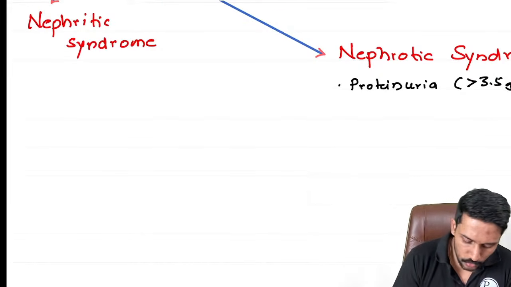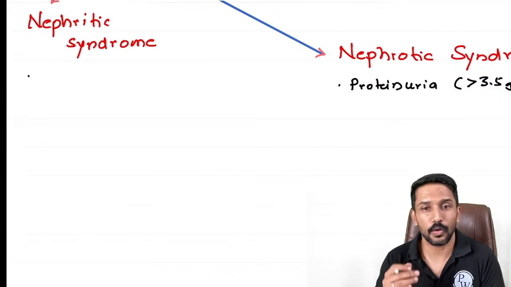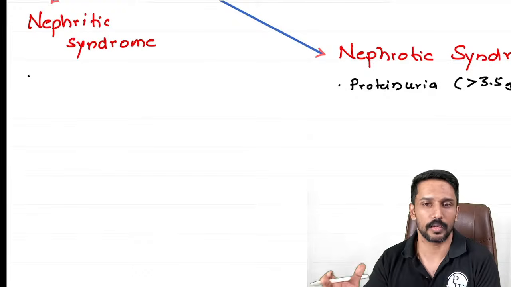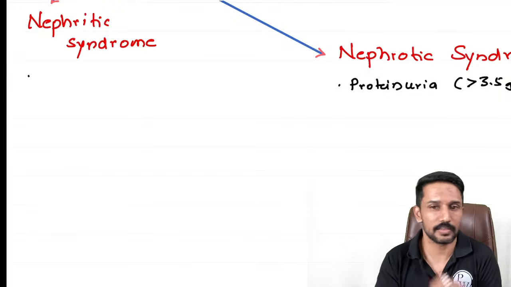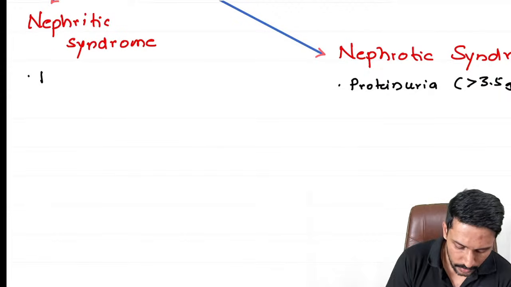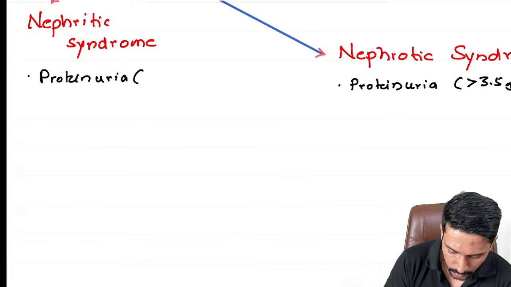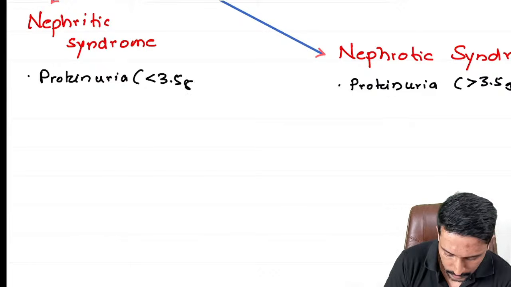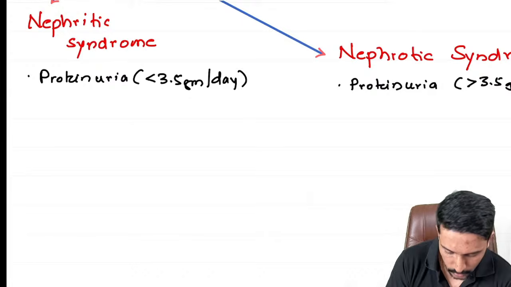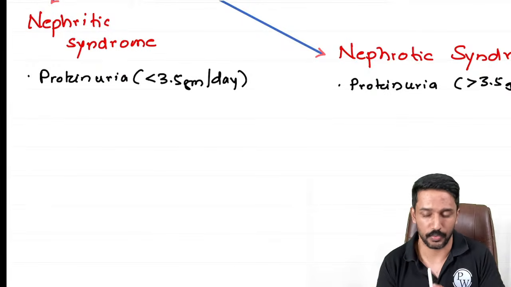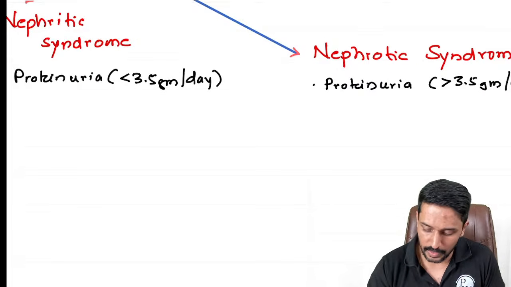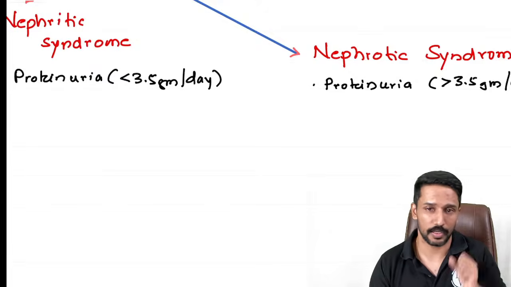In the nephritic syndrome also I will have proteinuria, but we will call that proteinuria subnephrotic range. The loss of protein will be less than 3.5 grams per day. So here also we will have proteinuria, but this loss of protein is going to be less than 3.5 grams per day. So this is also called subnephrotic range proteinuria. This 3.5 gram plus per day is called nephrotic range proteinuria.